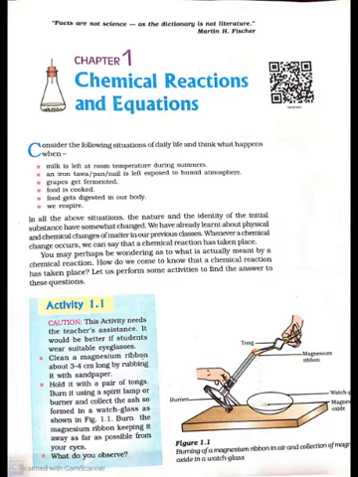When a decomposition reaction is carried out by heating, it is called thermal decomposition. CaCO3 (limestone) on heating gives CaO (quicklime) plus CO2. This is equation 1.20. Another example of a thermal decomposition reaction is given in activity 1.6.